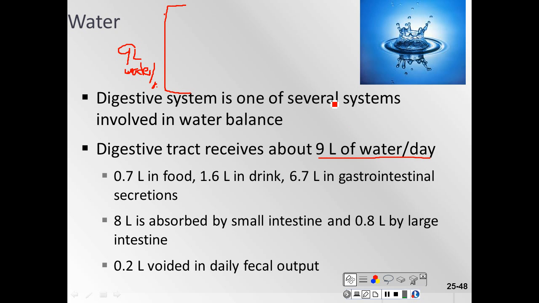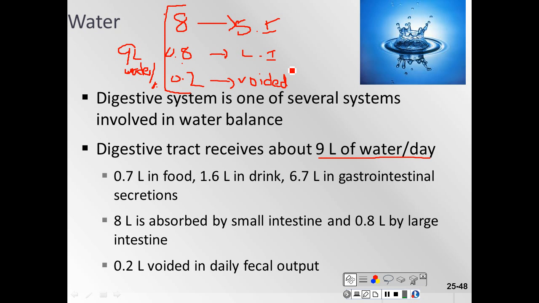And we have, okay, there you go. We have, of those 9, we have 8 liters, which is absorbed by the, I'll do abbreviations, by the small intestines. We have 0.8, which is absorbed by the large intestines, and then we have this 0.2, which is voided out, basically through defecation.